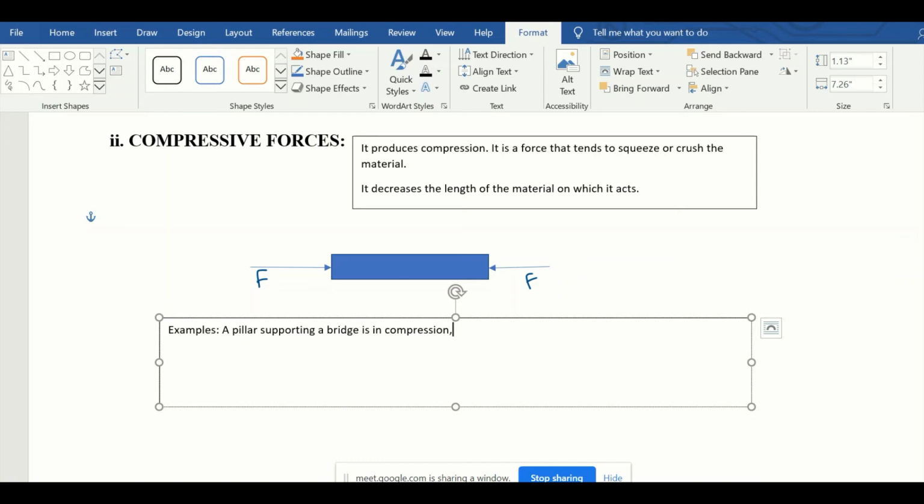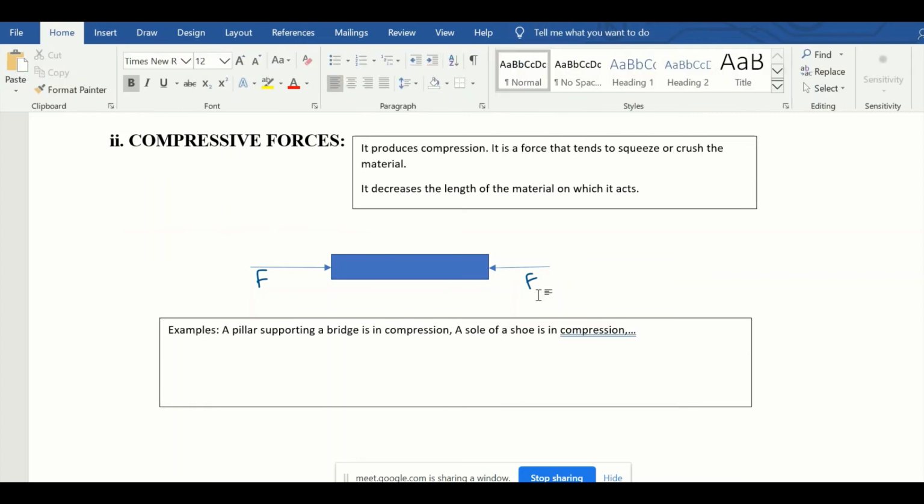So those pillars are under compression. Also, we have the sole of a shoe, which is in compression because as you walk on your shoe, you are applying pressure on it. That is why as time runs by, your shoe needs to be replaced, because the sole must have eaten up. So the sole of a shoe undergoes compression.